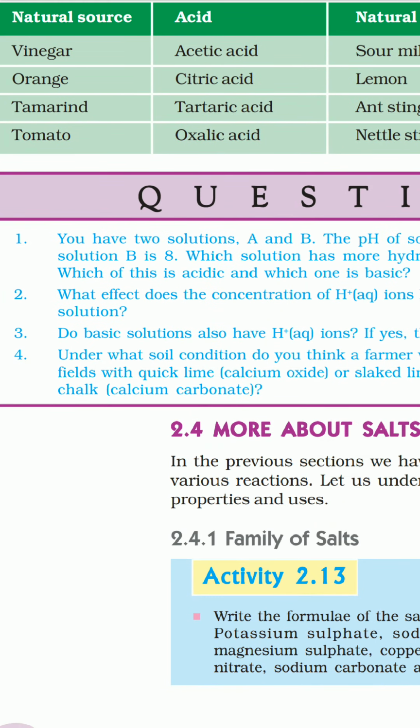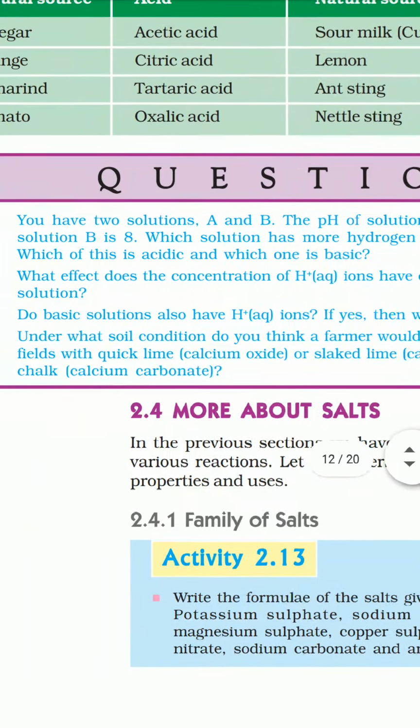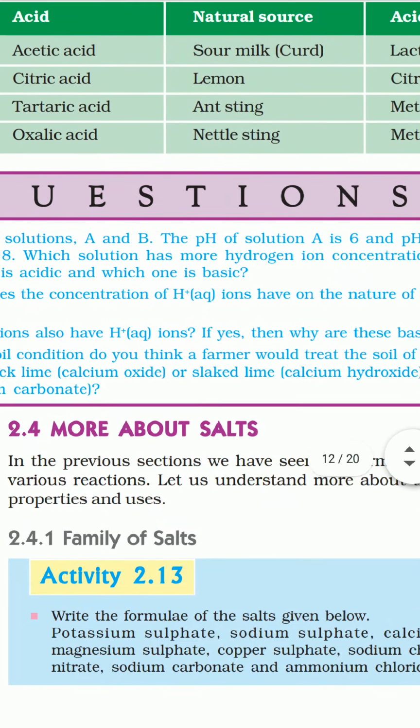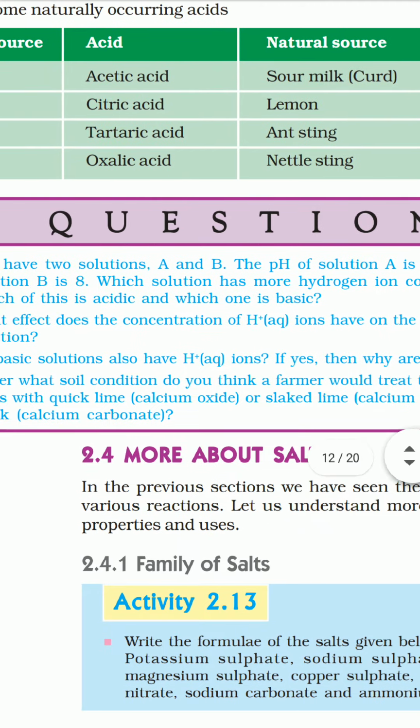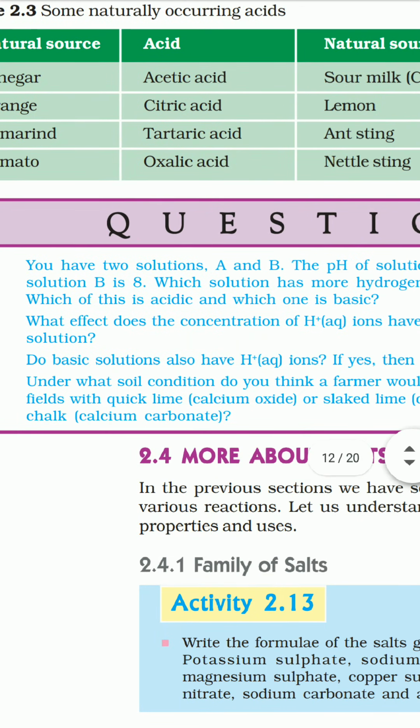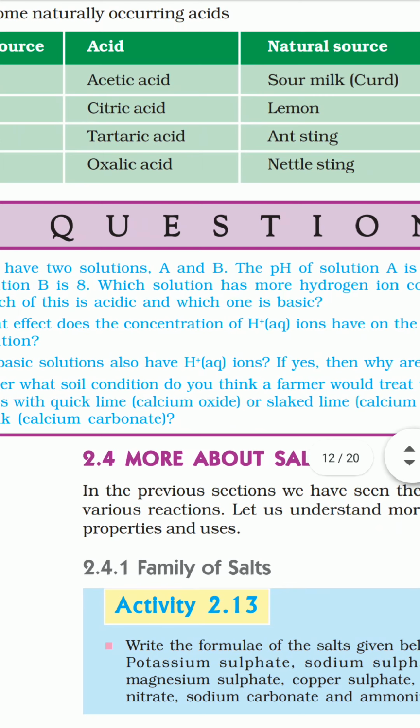Under what soil condition do you think a farmer would treat the soil of his field with quicklime, slaked lime or chalk? A soil usually becomes acidic when there is a high acid content, or iron mineral, or there are some rotten vegetables in the soil. In order to reduce the acidic strength, liming of soil is usually done. For this, any of the substances mentioned is sprayed, like quicklime (calcium oxide), calcium hydroxide, or calcium carbonate.